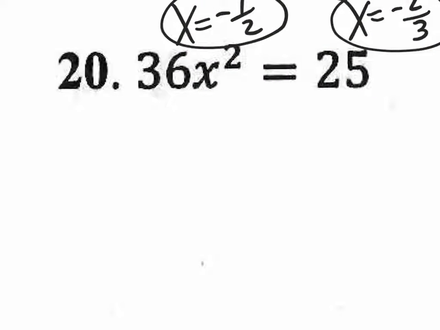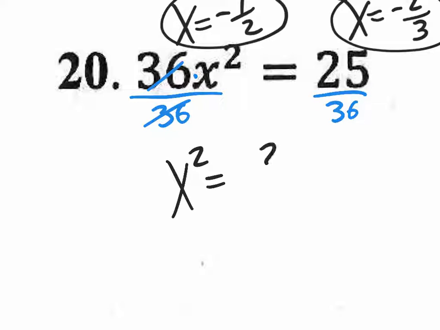Number 20. Do we have 1x or 2x's? We have 1x. Like, we have one type of x, right? There's an x squared, so we can get x by itself. If I have 36 times x squared, and I want to get rid of that multiplication of 36, I would divide by 36 and divide by 36. That would cancel it out. I will have x squared equals 25 over 36.